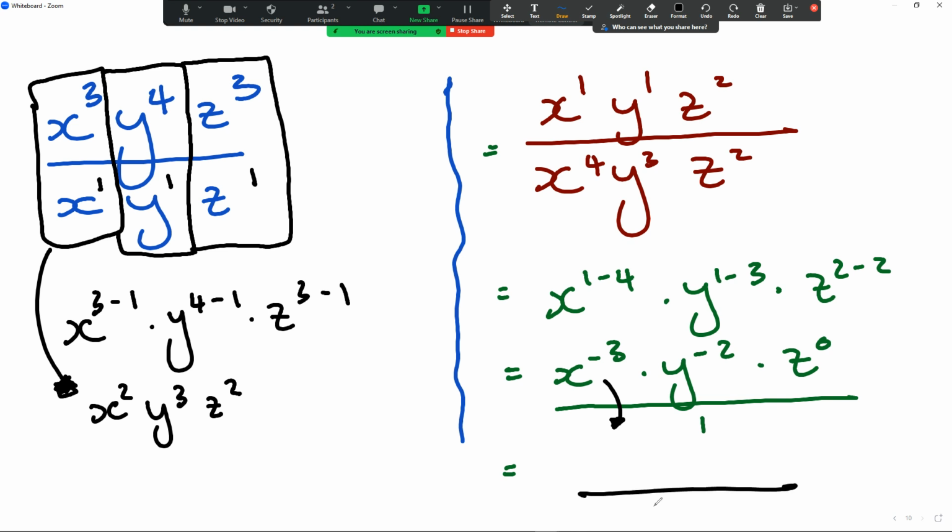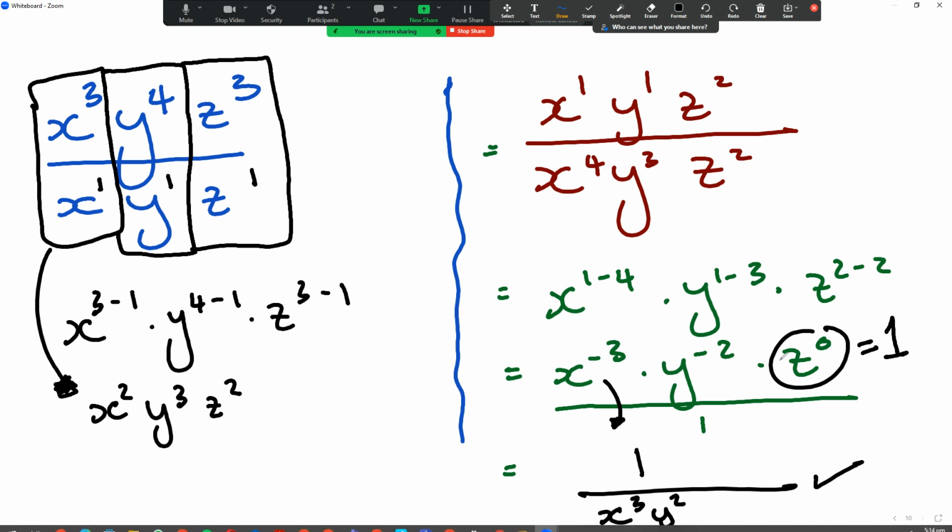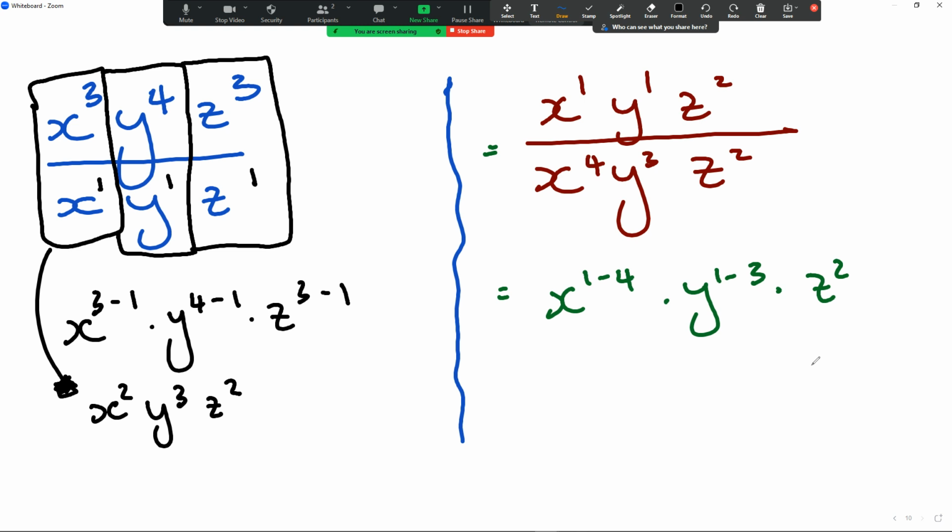It's going to become x to the power of positive 3, y to the positive 2, and z to the power 0 is 1. So I don't have to worry about that. So this is going to disappear, and I'll be left with that. Let's go through the process one more time.